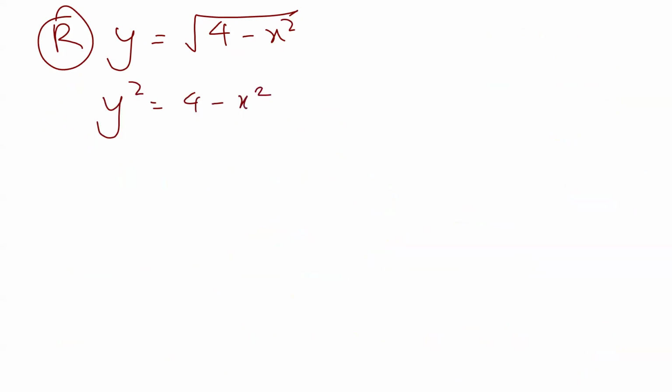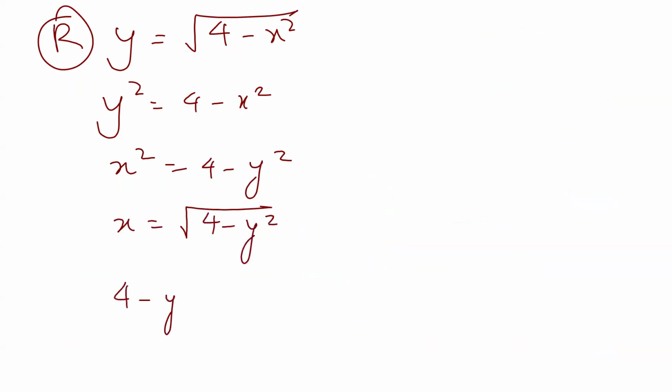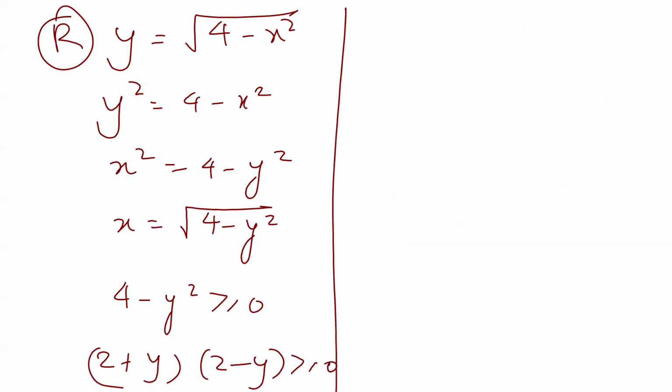Okay, so we are calculating the range of y equals root of 4 minus x square. So y square is equal to 4 minus x square, which is 4 minus y square, x is equal to root of 4 minus y square. So 4 minus y square is greater than or equal to 0. So (2 plus y) into (2 minus y) is greater than or equal to 0. Now on the number line, if you equate 2 plus y to 0, the value of y is minus 2. And if you equate 2 minus y to 0, the value of y is 2.